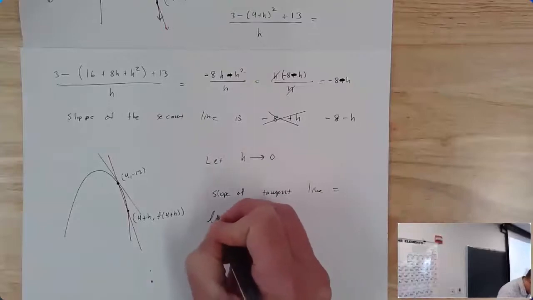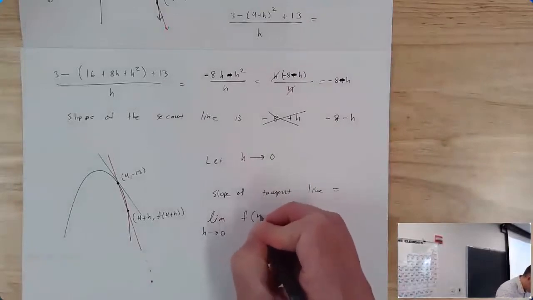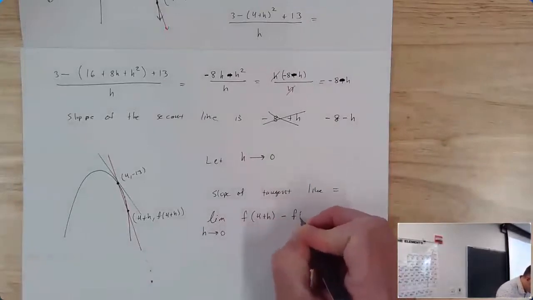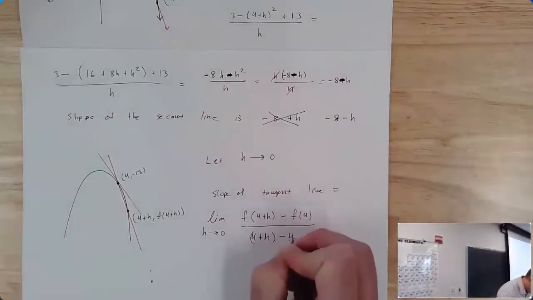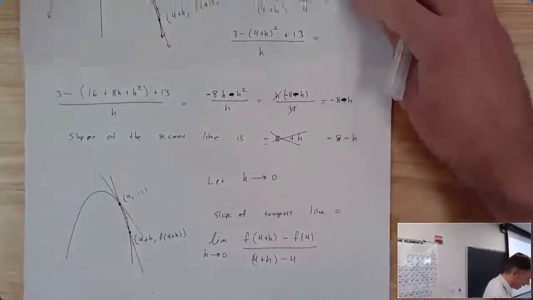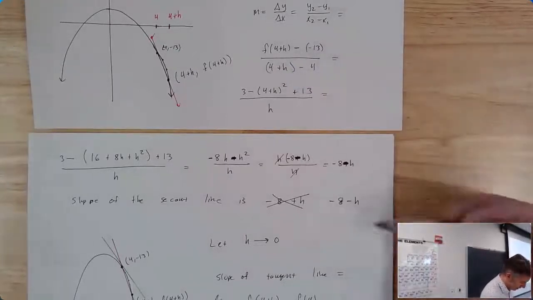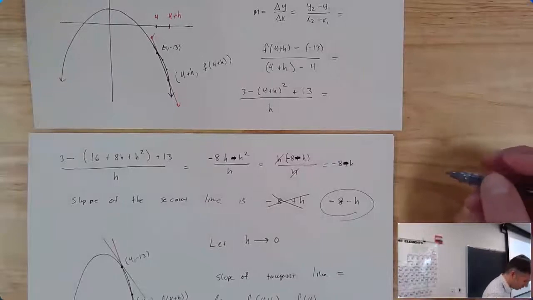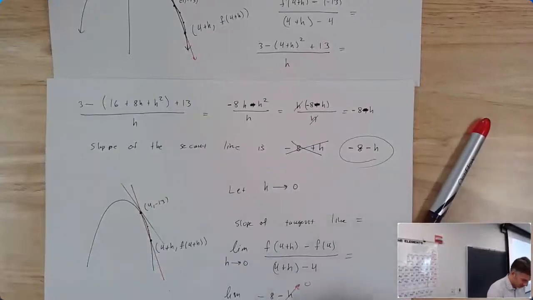In other words, to find the slope of the tangent line, we're going to take the limit as h goes to 0 of the thing we calculated, of f of 4 plus h minus f of 4 all over 4 plus h minus 4. Which we did all the work already. Right, that's what we were calculating up here, f of 4 plus h minus f of 4 all over 4 plus h minus 4. And that ended up being equal to minus 8 minus h. So really that's going to be the limit as h goes to 0 of minus 8 minus h, and the h goes to 0, so we're left with negative 8. And that is the slope of our tangent line.